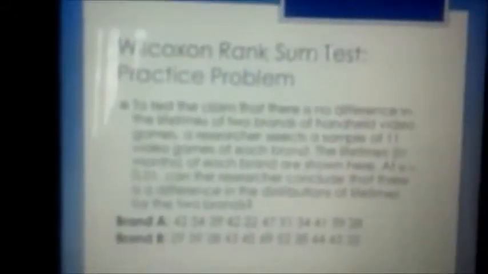And here's our practice problem, if you just want to take a second to glance that over. Alright, so first we're going to state the hypothesis and identify the claim. So for our null hypothesis, there is no difference in the lifetimes of the two brands of handheld games. And for our alternative hypothesis, there is a difference in the lifetimes of the two brands of handheld video games. Step 2, we're just going to find our critical value, and we'll do that using table E. It's plus or minus 2.58, and since it's a two-tailed test, that's why there's the plus and the minus.